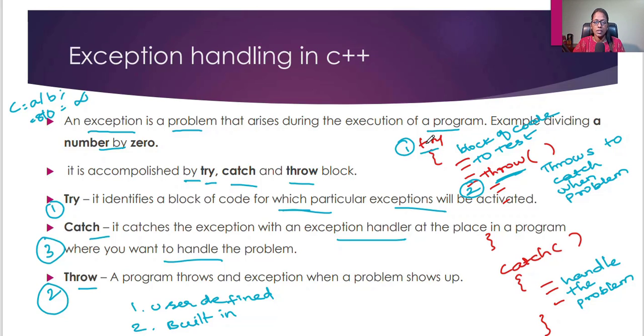See here, the first one is try, the block of code to test, and throw, to be caught when a problem occurs. I am throwing the ball. Whenever any problem occurs, I throw it, and someone catches that and solves the problem. If there is any problem in the class, I just throw that person to the principal ma'am.